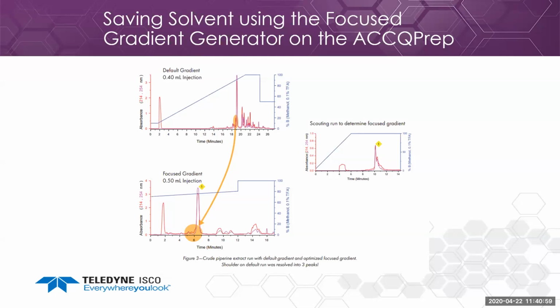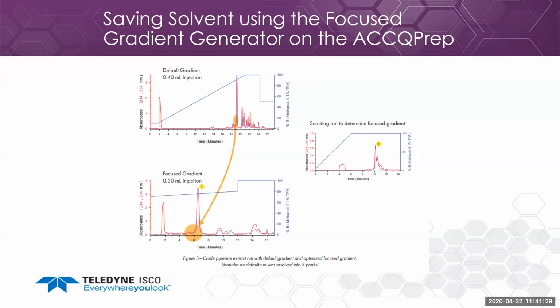So we could get really good resolution around this peak if we just run a 12-minute gradient versus the 20-minute 10 to 100% gradient. We run a 12-minute gradient from 65 to 75%. And we're going to get our compound that comes out basically in the middle of that gradient with much better resolution around our target compound.